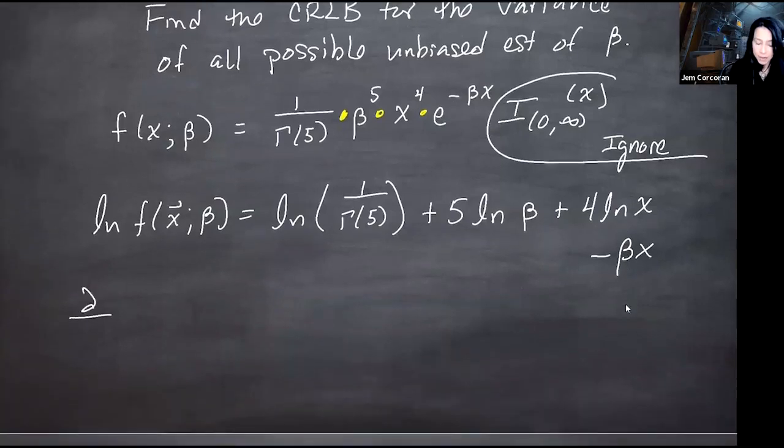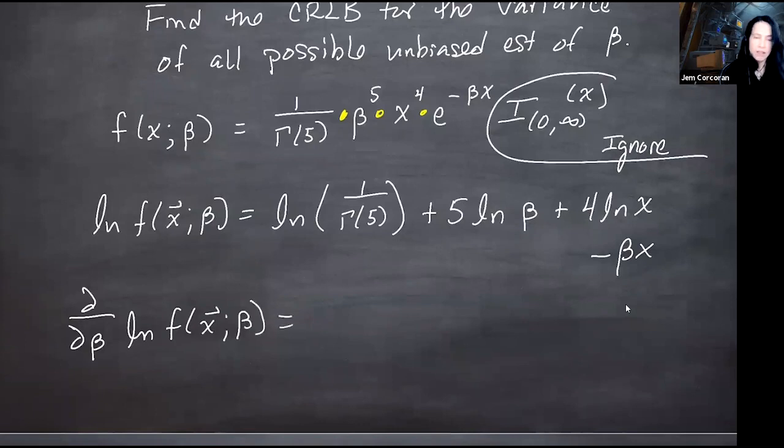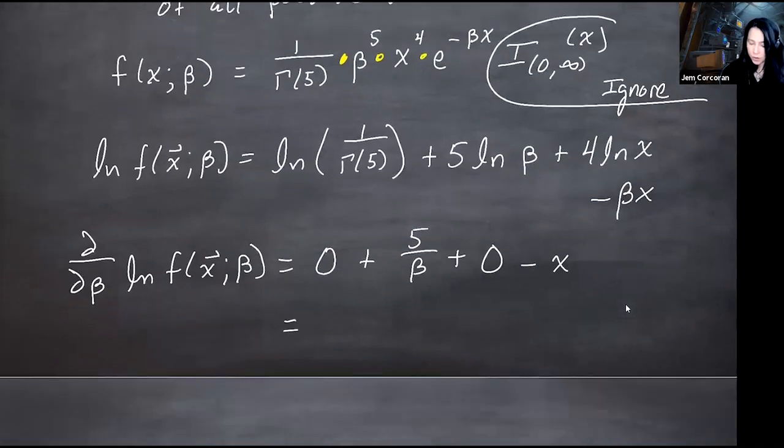Next up, I'm going to take the derivative with respect to beta. Again, trying to build up that Fisher information. The first thing with the gamma function disappears. There's no beta there, so I'm going to write a 0, and then we get 5 over beta by taking the derivative of the log of beta. And then the 4 log of x term disappears because there's no beta there. And then we get a minus x. So 5 over beta minus x.